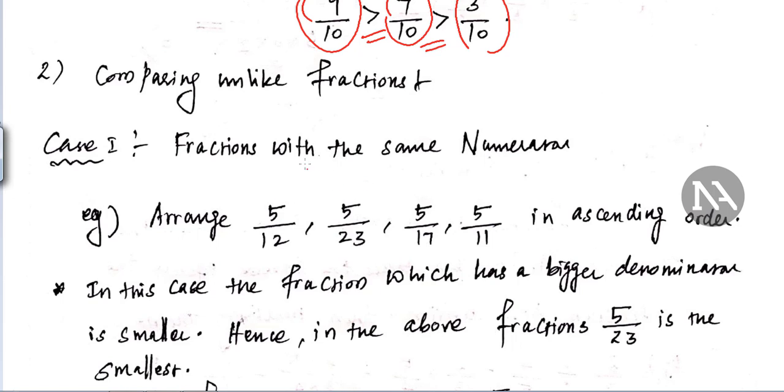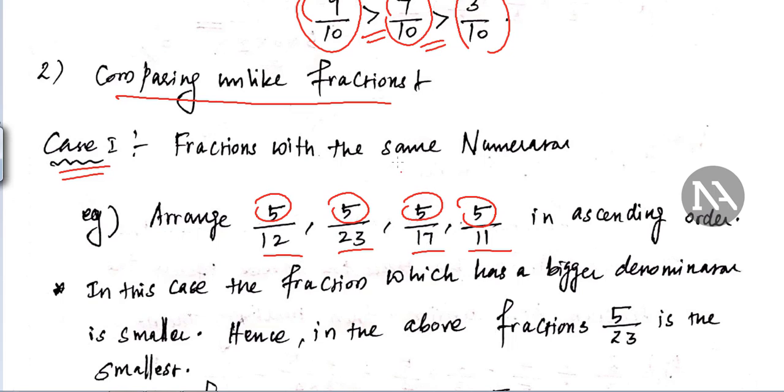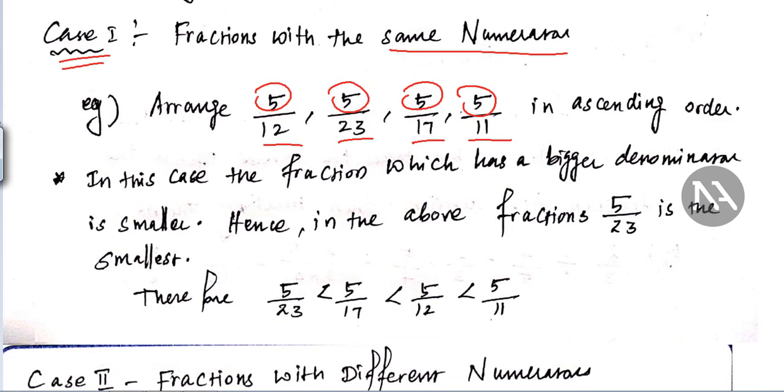Comparing unlike fractions. Unlike fractions means the denominators are not the same. They are going to be different, unequal denominators. Case 1 is when the denominators are different but the numerators are the same. If the numerators are the same, how will you find out which one is greater and which one is smaller? You can find out easily from the denominator.